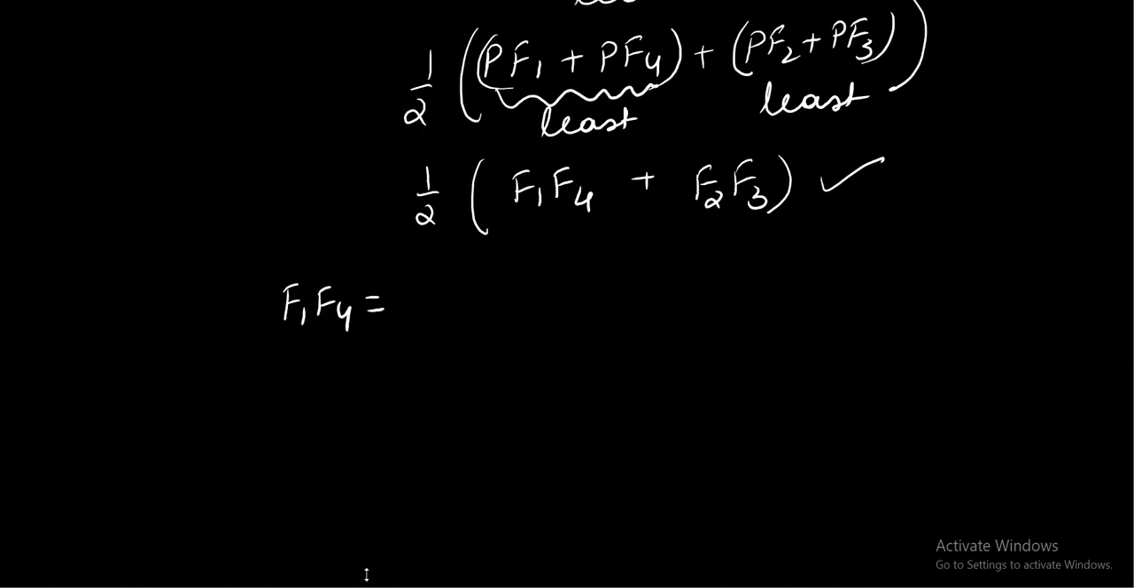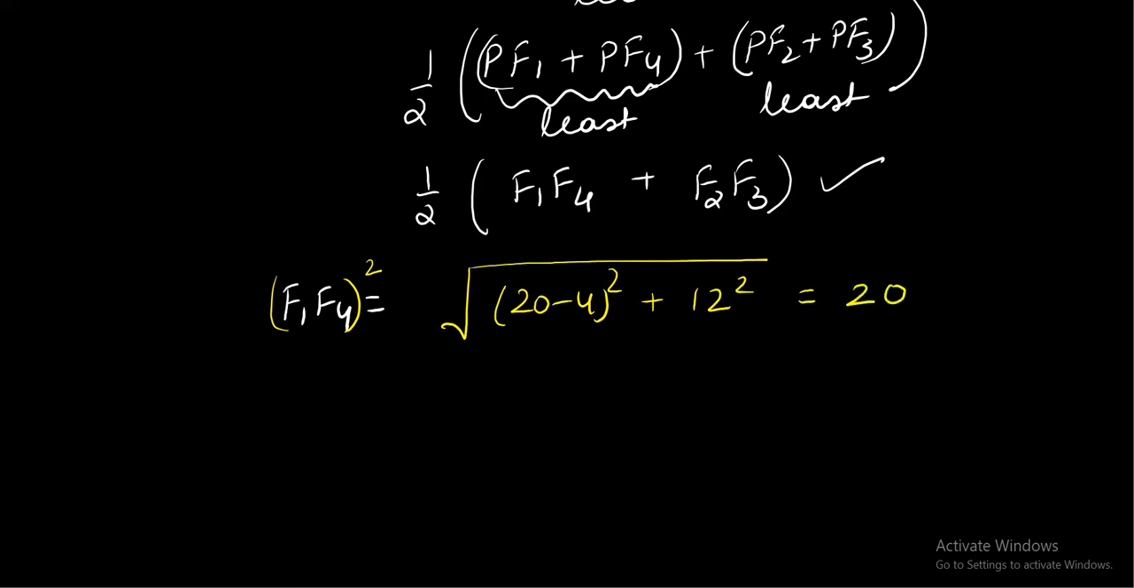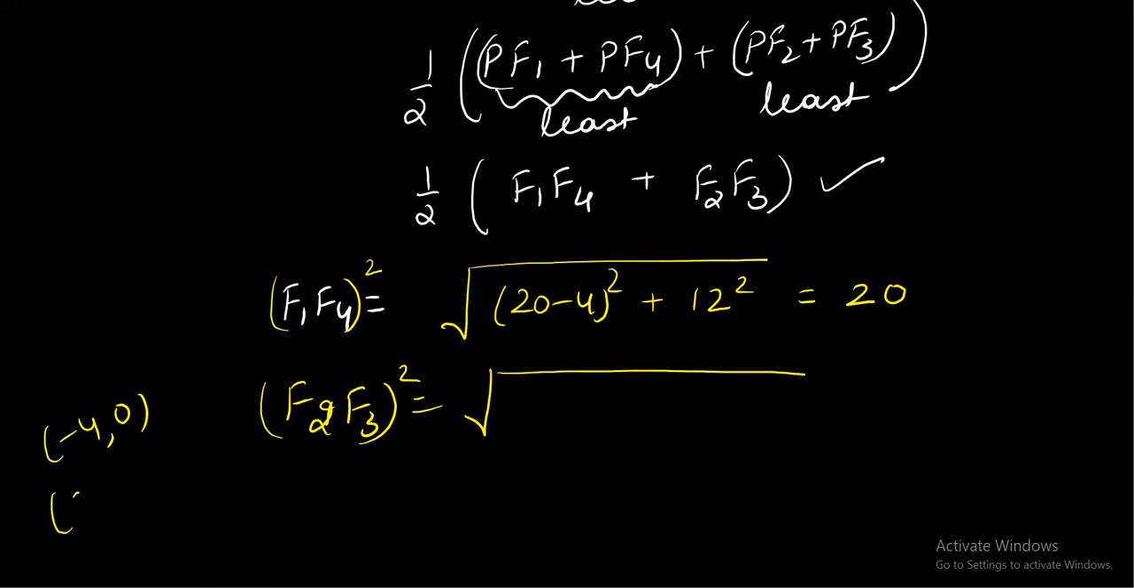ठीक है. So F1, F4 means whole square distance I will be calculating here. This is turning out to be root over the distance between 4,0 and 20,12. So 4,0, 20,12 means 20 minus 4 का whole square plus 12 square, which ultimately turns out to be 20. And coming to F2, F3, जब F2, F3 distance calculate करना है, तो the points are actually minus 4,0 and we have 20,10. यानी ये बनेगा 24 का स्क्वायर प्लस 100, right? 24 का स्क्वायर प्लस 100 यानी ये तो 26 का स्क्वायर बन जाता है. So this will become 26.